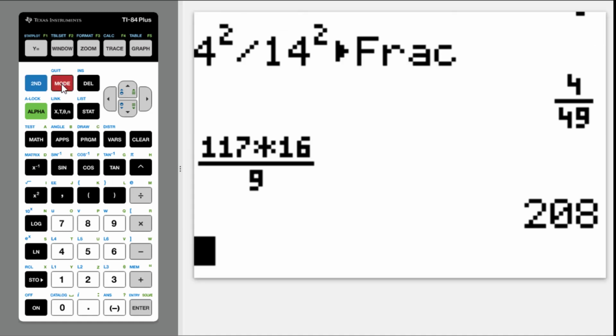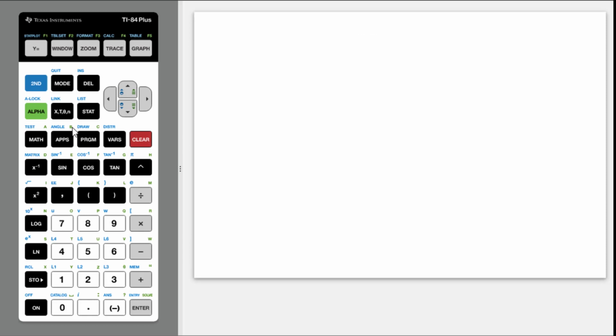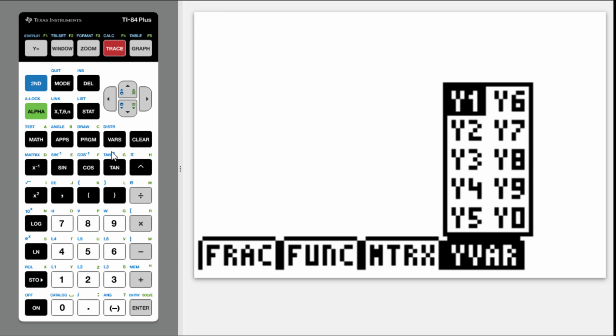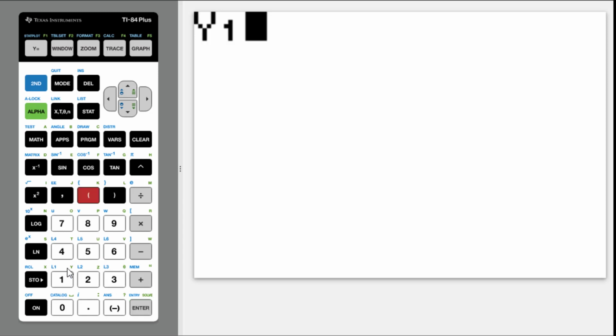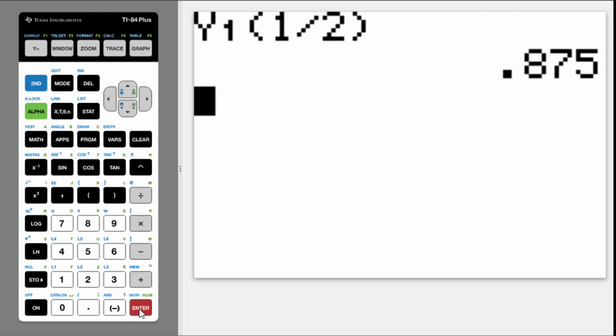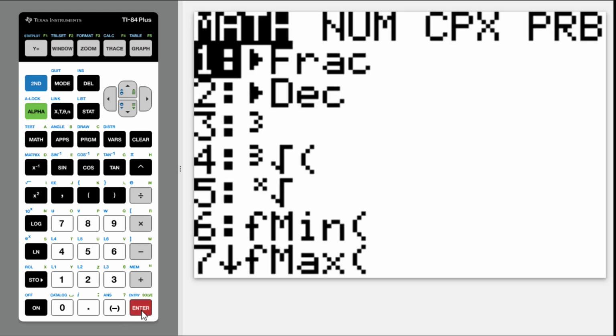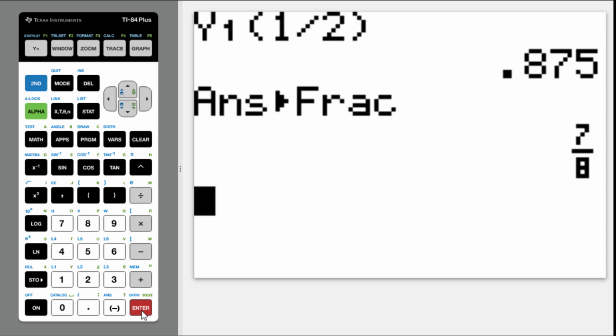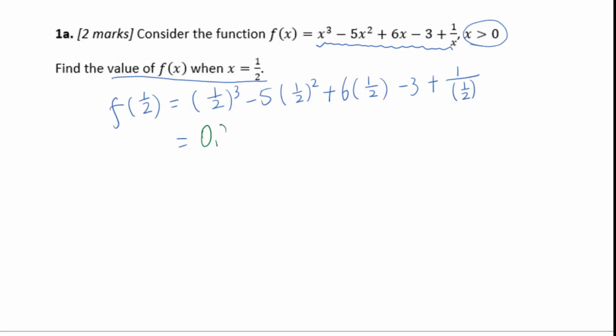Or you can go to the main screen. Do the alpha trace Y1, then parentheses 1 divided by 2, then enter. If you want to get the fraction, you can do math, enter to get the fraction. It's really up to you. So the answer is 0.875.